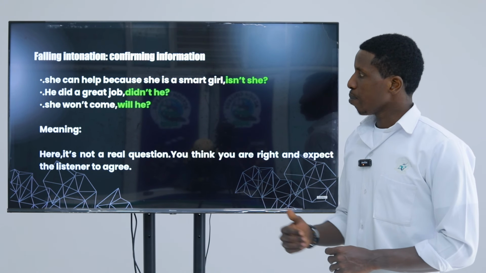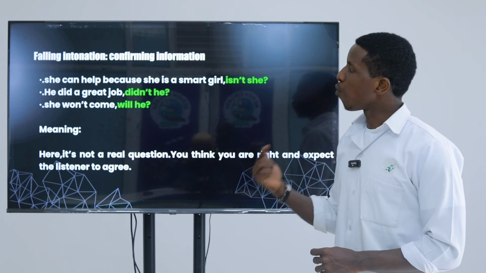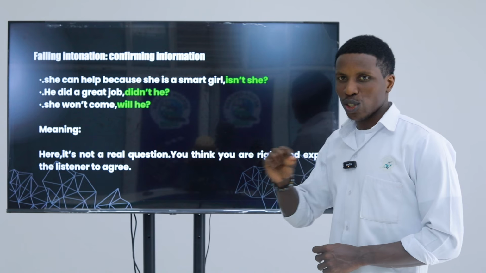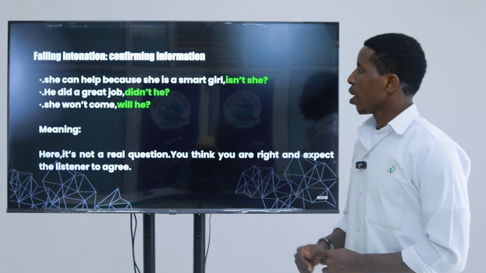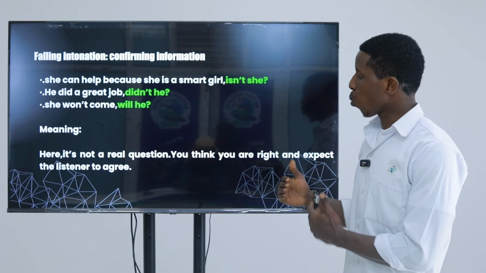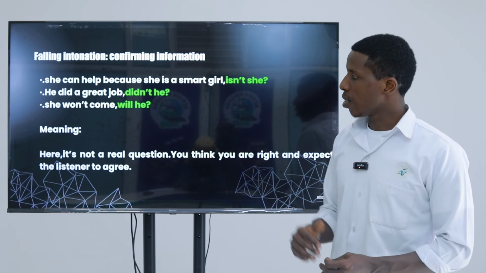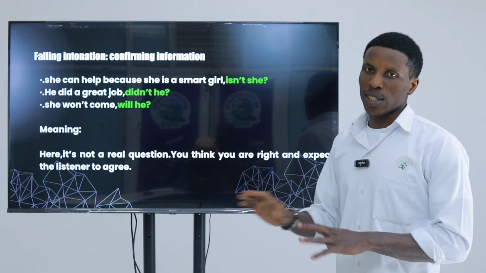"She won't come with him." It means I'm sure, my voice does not go up, but it goes straightforward or low. So here the meaning is that it is not a real question. So you say it and expect the listener to agree. This is what it means.